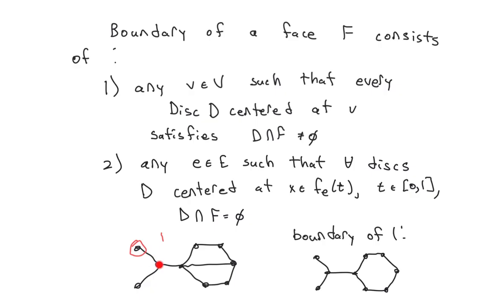So we see that for the boundary of face 1, we actually have every edge of our graph except this edge right here, because at this edge, if you take any point and you zoom in close enough, you can draw a circle that does not intersect the outer face at all. So that edge is not in the boundary.